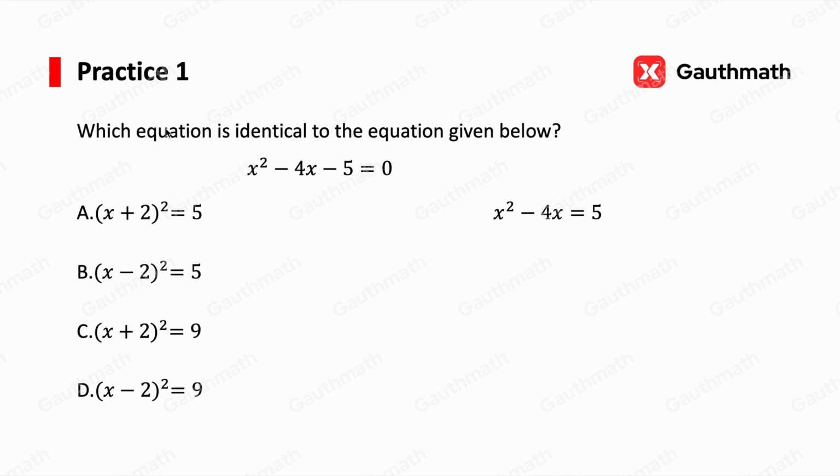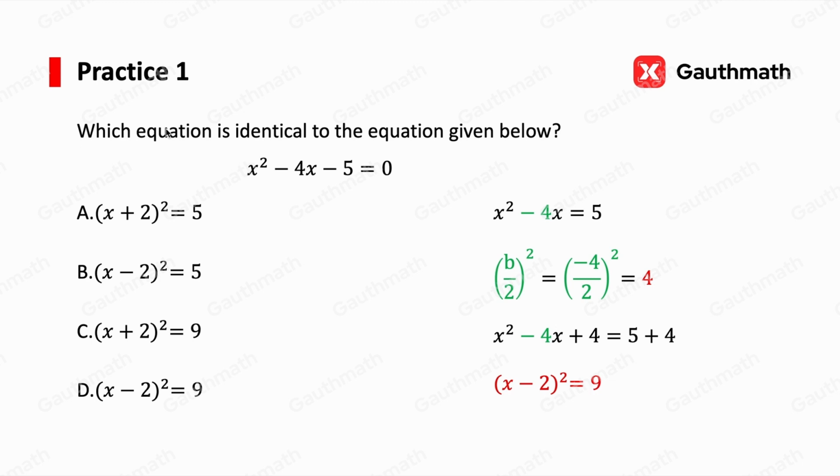And then we have to add a number to both sides of the equation. So the number added is negative 4 divided by 2 and then squared, which is negative 2 squared, which is 4. So we add 4 to both sides of the equation. And then the left-hand side, we can factor it. So it becomes x minus 2 squared equals 9. So our correct answer is D.